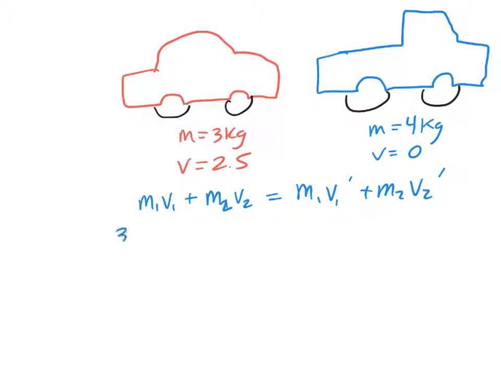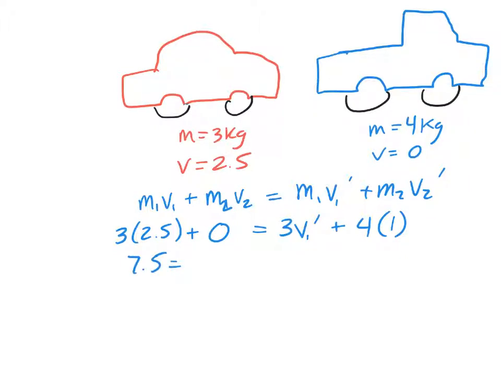All right, you can plug this in. 3 times 2.5 plus, so the truck was 0, equals, afterward, the mass of the car will be the same, 3. We don't know how fast it's going, plus the mass of the truck is 4, and its velocity afterward was 1. So we can plug this in.